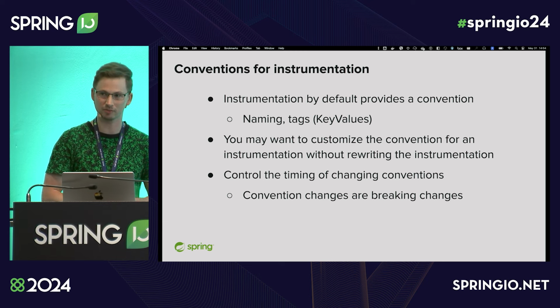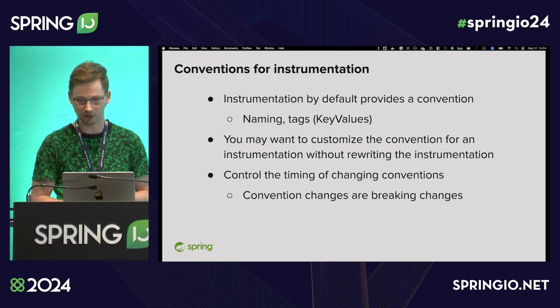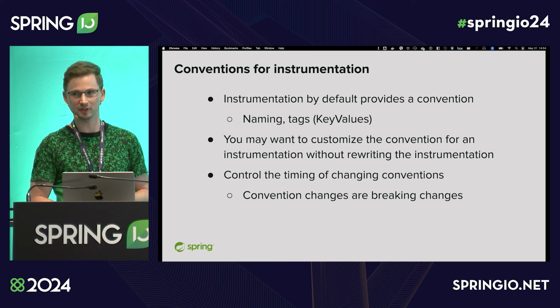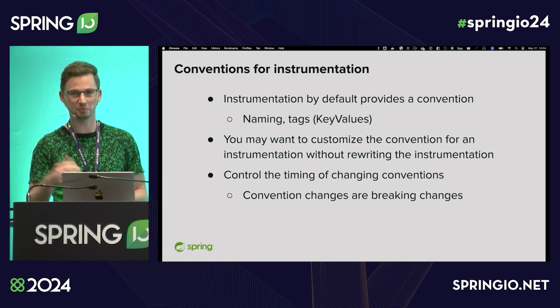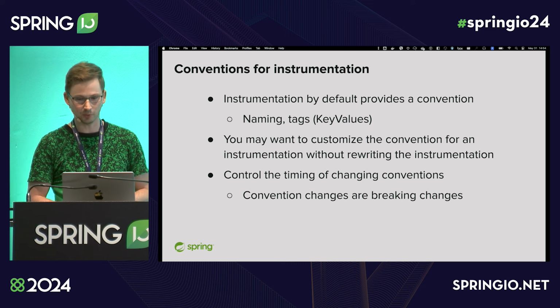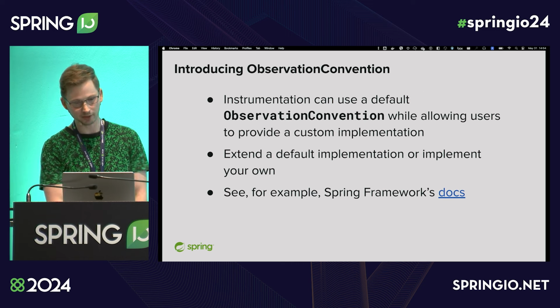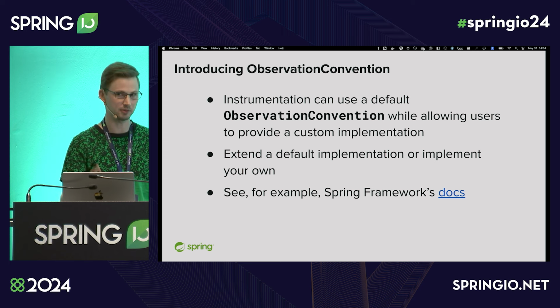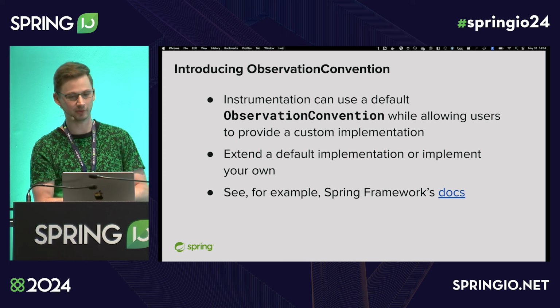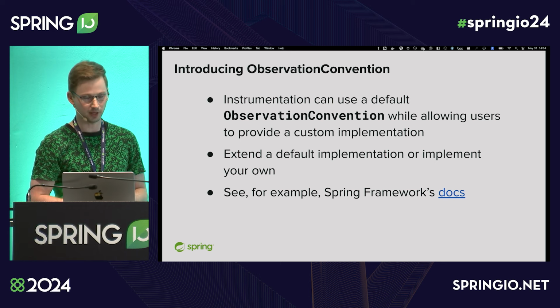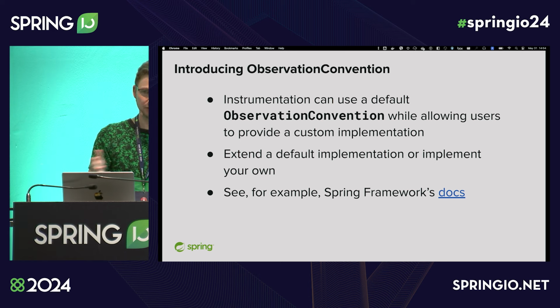Your dashboard's not going to display metrics, your alerts are no longer going to fire properly. And so this isn't like an API change. Your code's not going to fail to compile, but you will start losing things, and you need a way to control that. And so for that, along with the Micrometer Observation module, we introduced the concept of an observation convention. And instrumentation can use this, doesn't have to.